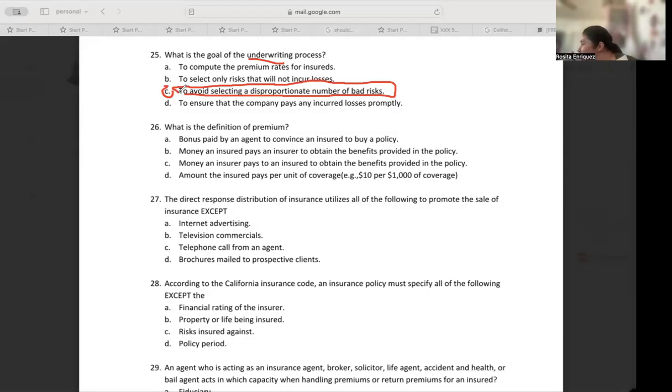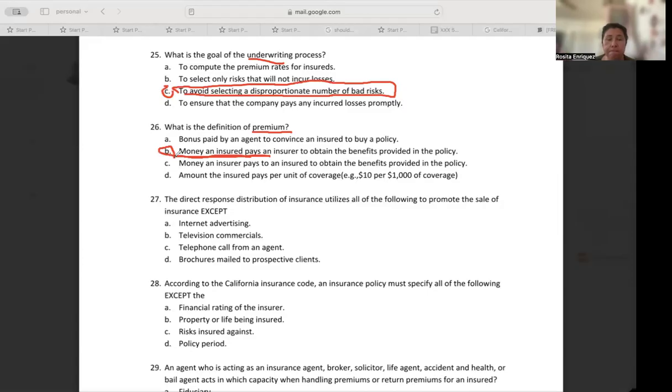26. What is the definition of premium? Okay, a premium is, here's our keyword, premium, right? In insurance, you're going to see this word again and again. Premium is money an insured pays an insurer to obtain the benefits provided in the policy. So it's B.